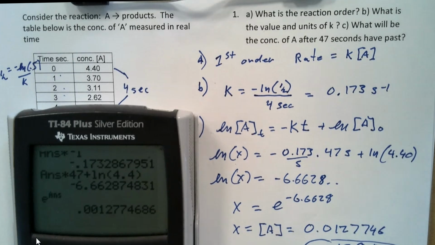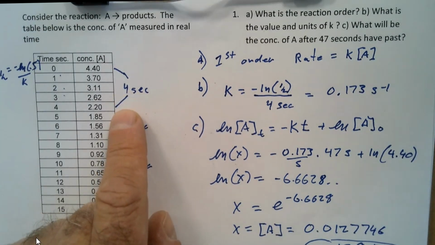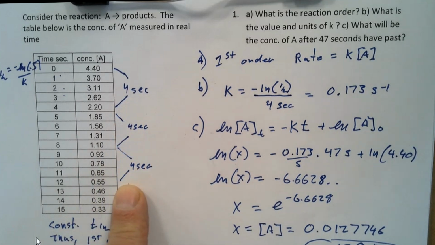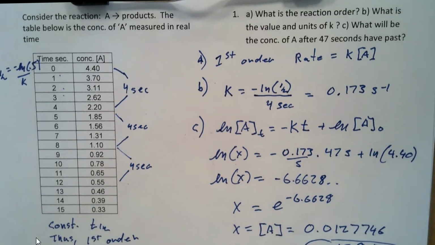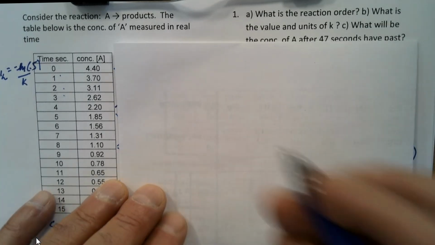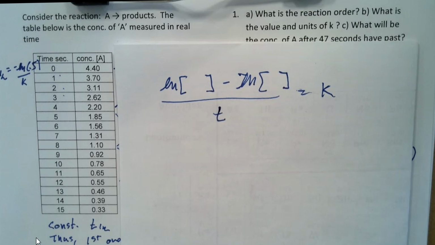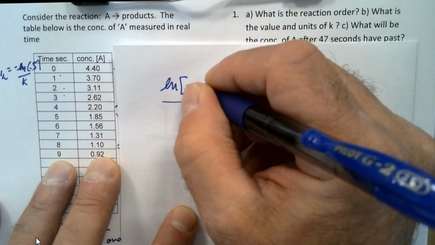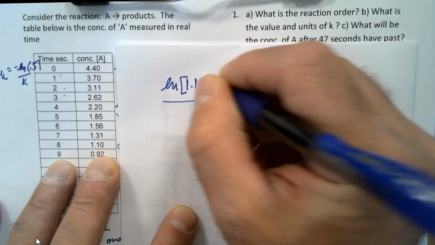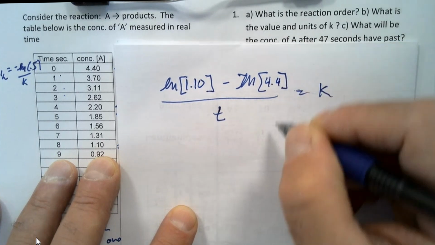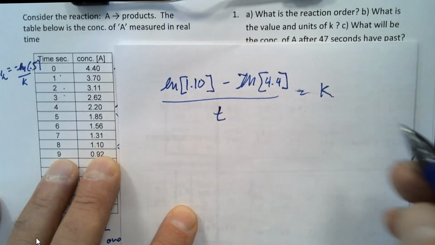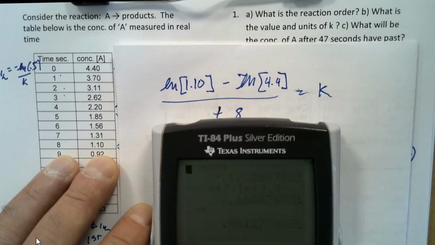Any questions? Now there could have been some other approaches. I think pretty much the key is once we see a constant half-life, we know it's first order. Another approach might be to do something like this and plug in a couple of values and see if we get the same rate constant. So I'm going to just go 1.1, 4.4. That took 8 seconds. And see what kind of rate constant I get.